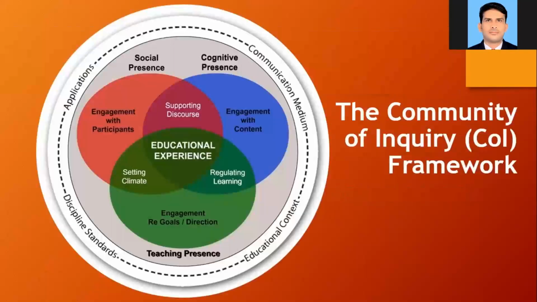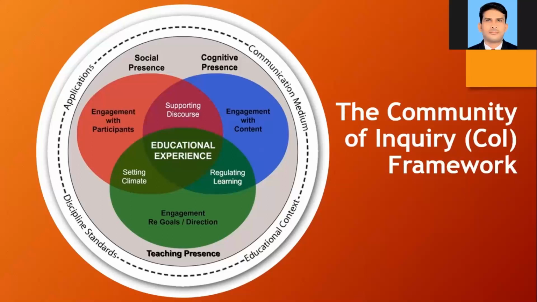This is the actual figure. If you see, there are three intersecting circles. One is the social presence, another is the cognitive presence, and the third one is the teaching presence. Social presence is basically the presence where the engagement with the learners or the participants is ensured. Cognitive presence is the engagement with the content, and teaching presence is the engagement with the goals and the directions. It is not the engagement with only the teacher.